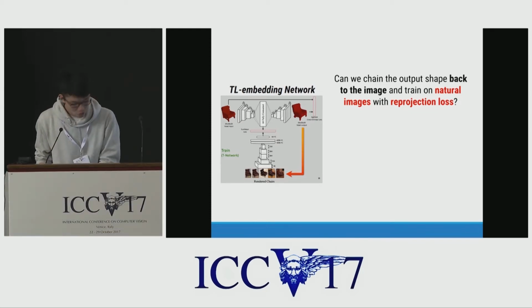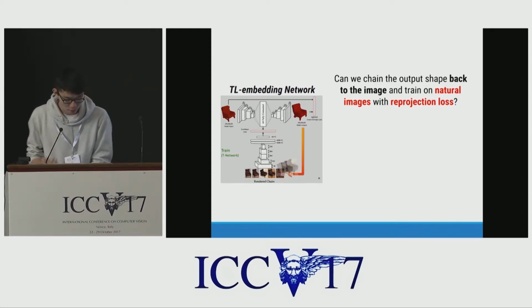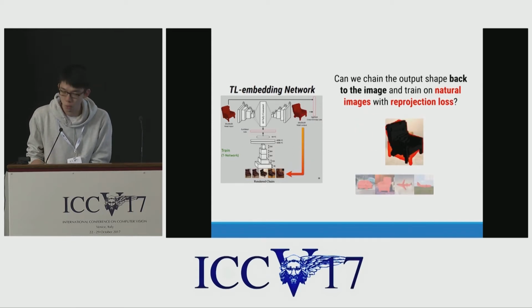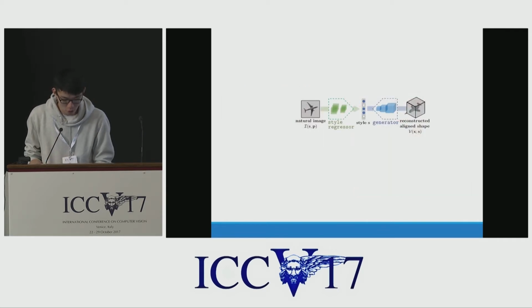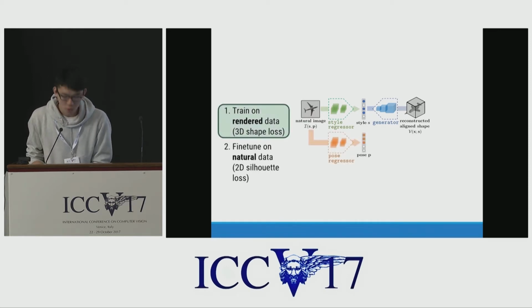So imagine we could somehow reproject the reconstructed shape back to the image with a camera. And the reprojected silhouette should ideally match the ground truth. So we are able to use the reprojection loss as a weak constraint for both the style and the camera pose. This is the TL network.